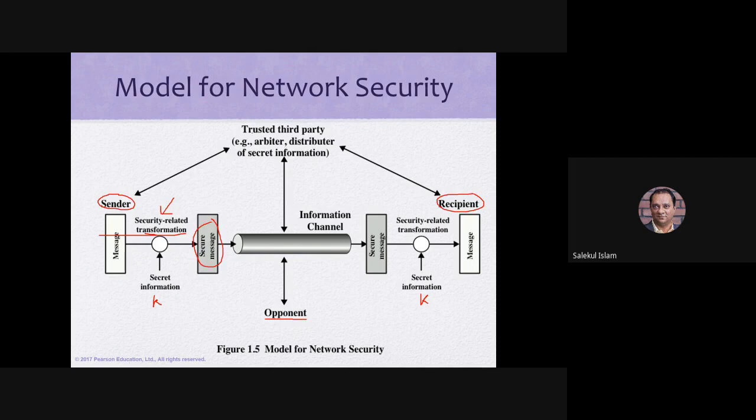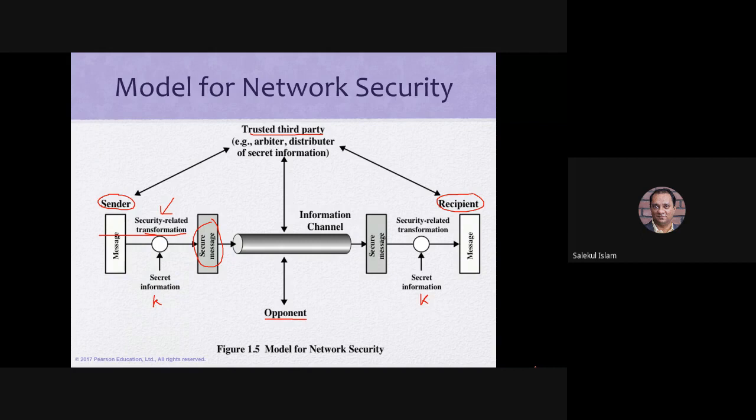And on top of that, we have some trusted third party. So what is the role of this trusted third party? One role is distributor. That means we are assuming only the sender and the receiver know the secret information. But the question is, how can they get this secret information? So we need some trusted third party who will distribute this secret information.